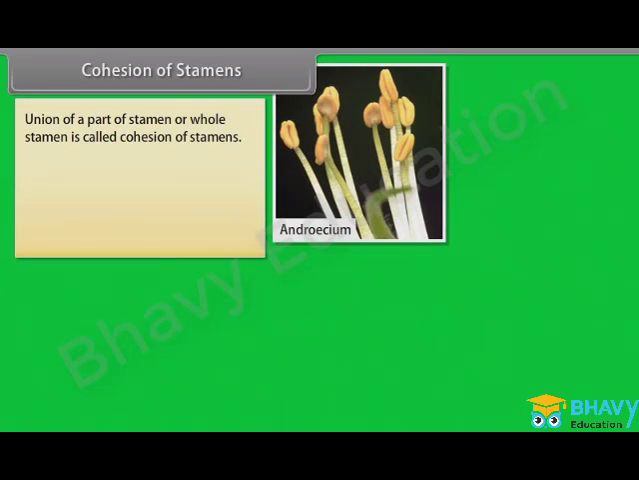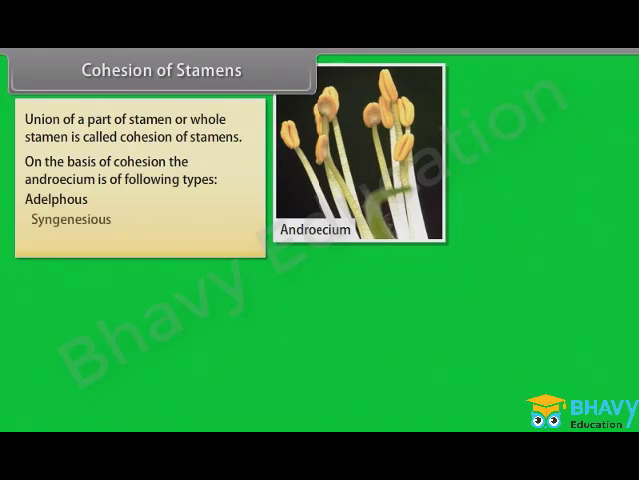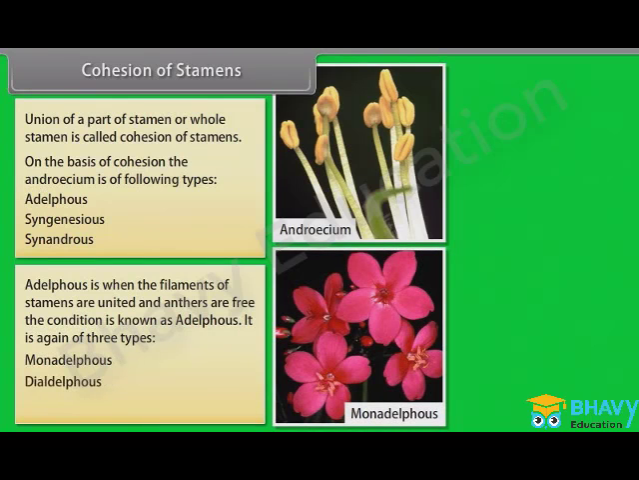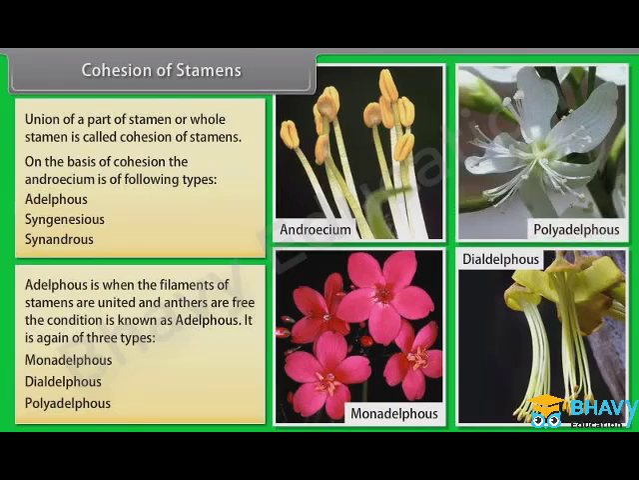Cohesion of stamens. Union of a part of a stamen or whole stamen is called cohesion of stamens. On the basis of cohesion, the androecium is of the following types: Adelphous, Syngenesious, Synandrous. Adelphous is when the filaments of stamens are united and anthers are free. It is again of 3 types: Monadelphous, Diadelphous, Polyadelphous.